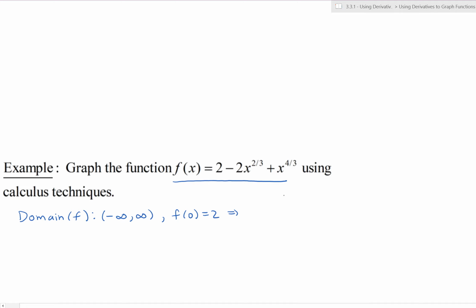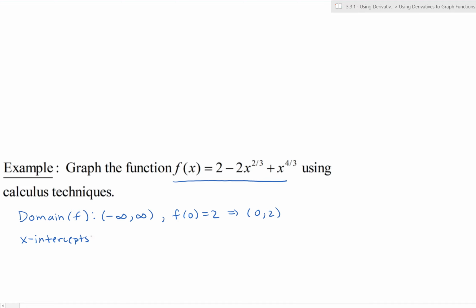Immediately we can get the vertical intercept, or in this case, say the y-intercept of the function, which is (0, 2). That belongs to the graph, right? So those are some immediate things that we can figure out right away. Now we think, are there any x-intercepts?